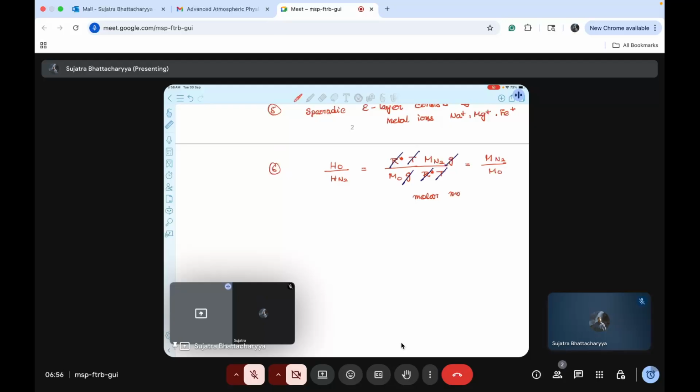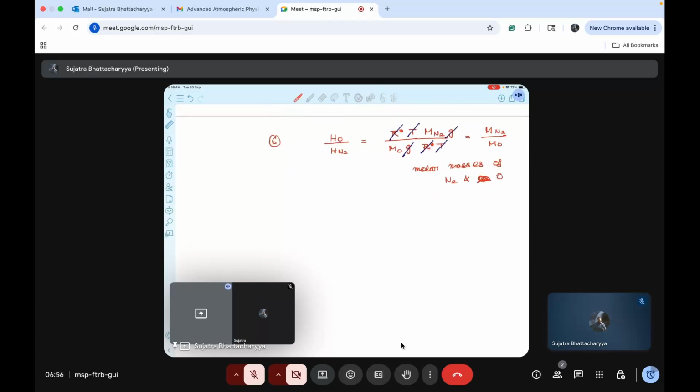Molar masses of nitrogen and oxygen. Sorry, this is molecular nitrogen. It's not molecular oxygen, it's atomic oxygen. So the molar mass of nitrogen is how much? We have seen already, it is 28 grams per mole. And the molar mass of the oxygen atom, remember, earlier we took the oxygen molecule, so this is 16 grams per mole.